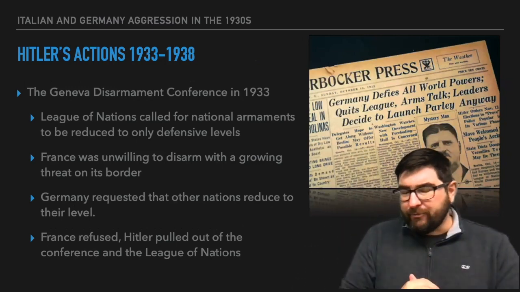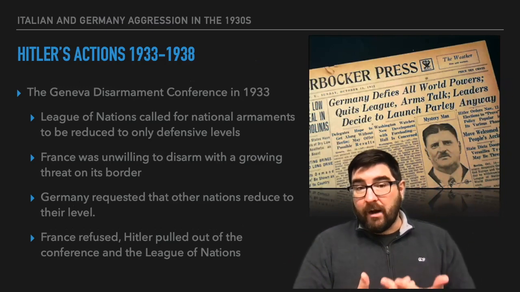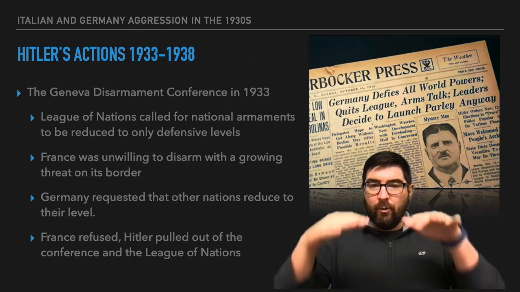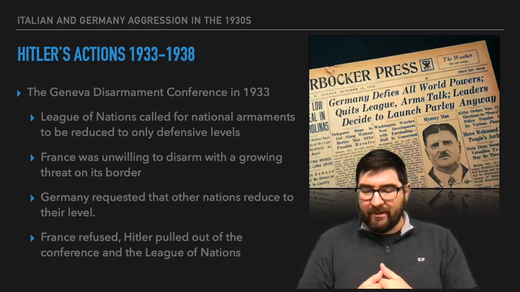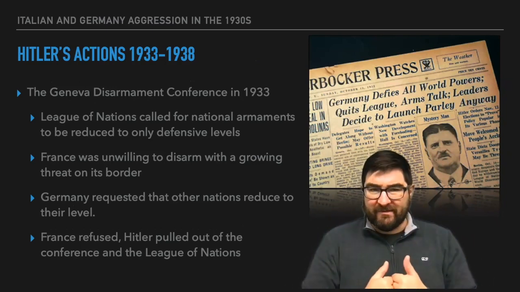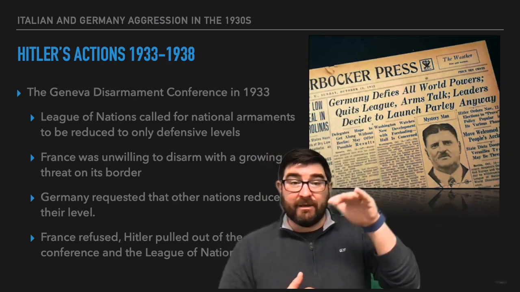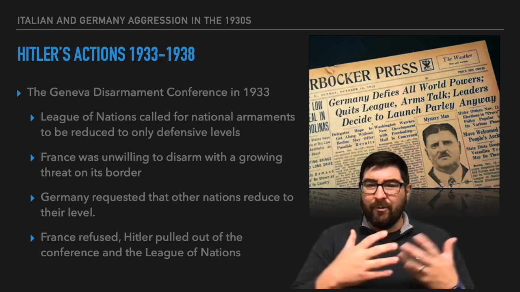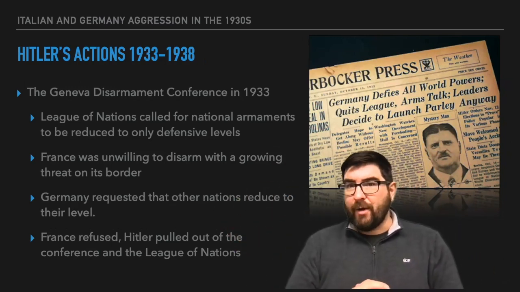Now, in 1933, Adolf Hitler is going to make a demand at the Geneva Disarmament Conference in hopes that Britain and France will start to limit their own arms, their own size of their military. The League of Nations is calling for national armaments to be reduced only to defensive levels. But France was unwilling to disarm, still seeing Germany as a possible threat.